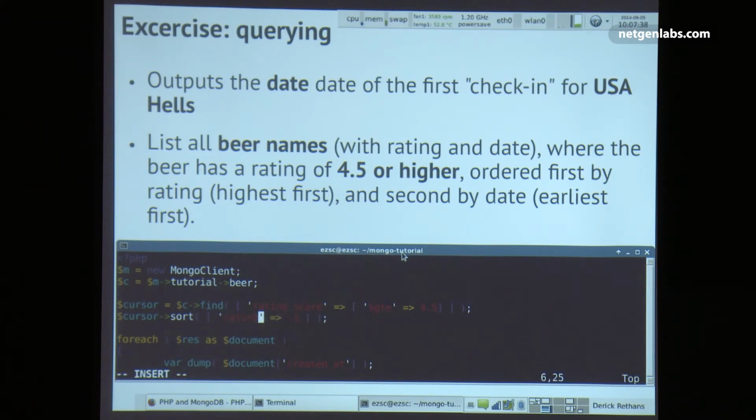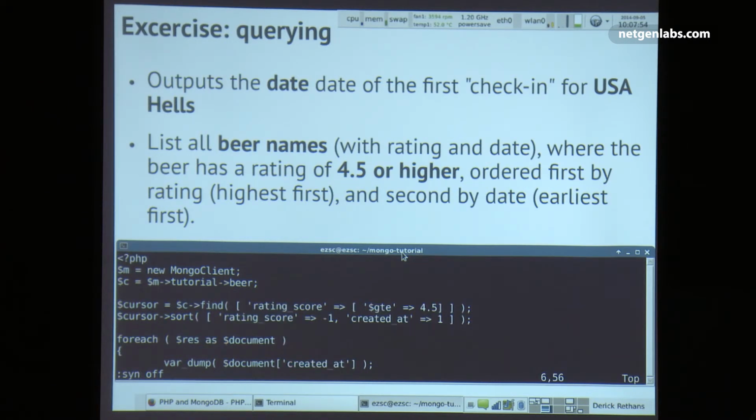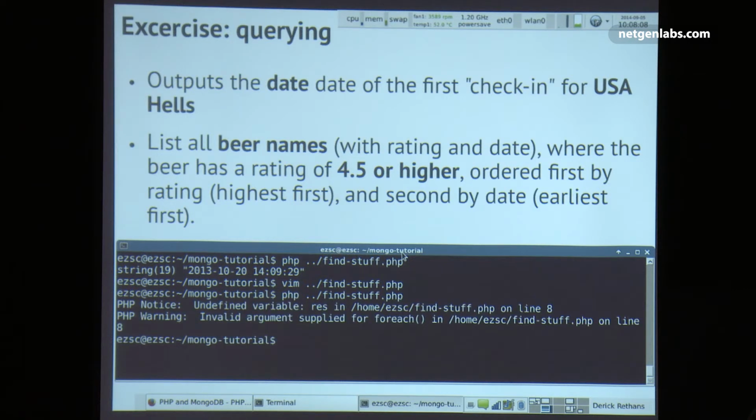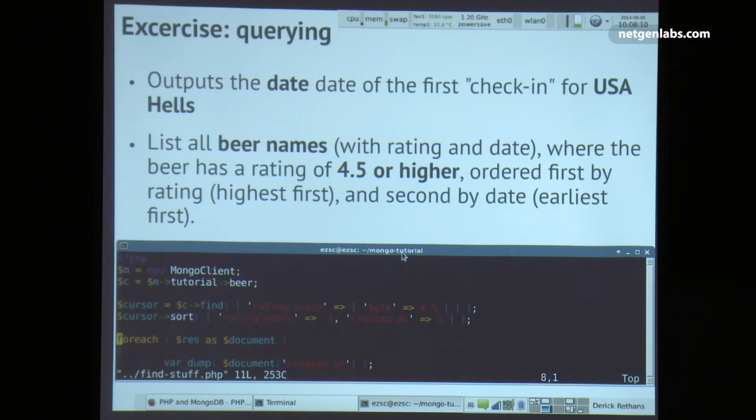So, rating score. And then, of course, second by date, which is created at, and then this, right? Okay, sorry, the formatting makes it easy to read, but harder to spot typos. Right, so let's see what this script actually returns.